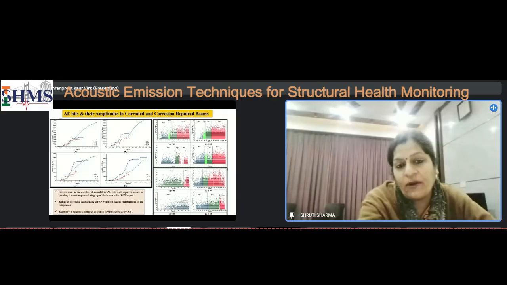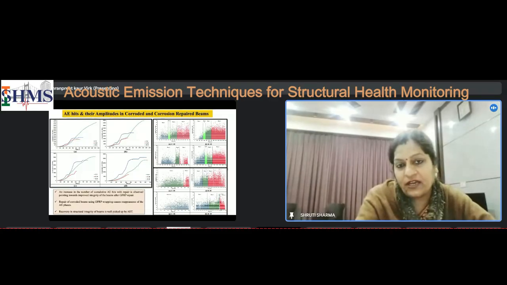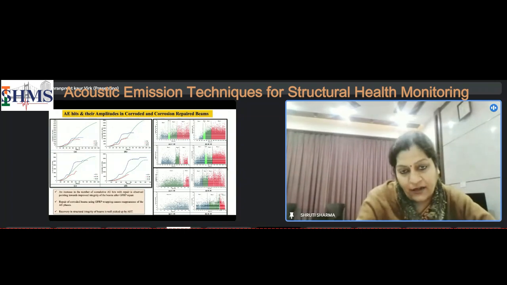So how do we see that? If you compare C20 with R20, the second figure from the top on the right hand side, we see that the number of events are increasing. Similarly, repaired R30 and R40 compared to the control. That means the cracked or corroded C40 sample, when you repair it and then record the AE activity, there is an appearance of AE hits. So the recovery in the integrity of the structure after repair is also picked up by AE.